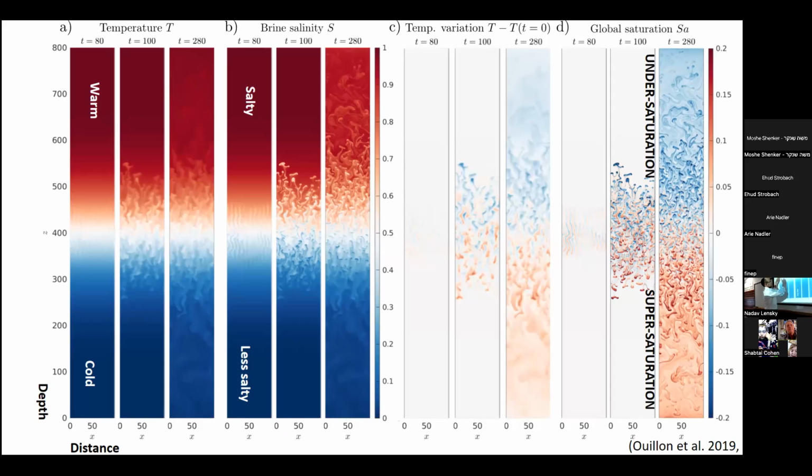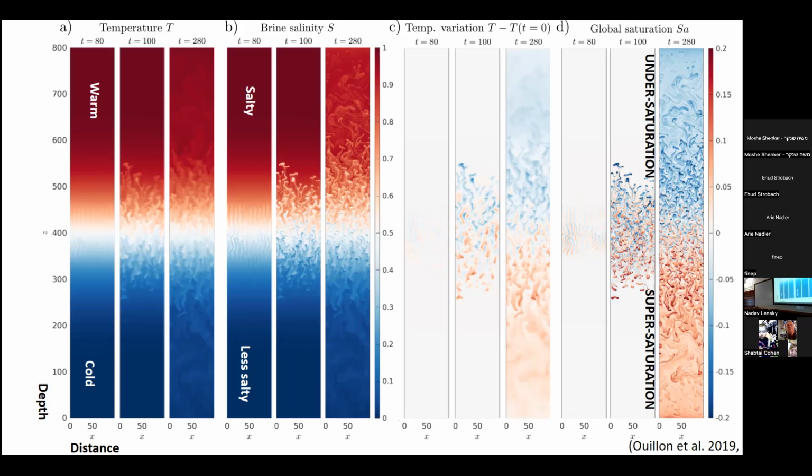So let's start with temperature and salinity. We start with warm and salty over cold and less salty. And with time, we have the development of the salt fingers. They develop. You can see how the fronts here are much more faded, and here are much more sharp, the gradients, because of the diffusion, right? This is fast diffuser, slow diffuser. And okay, let's skip that.